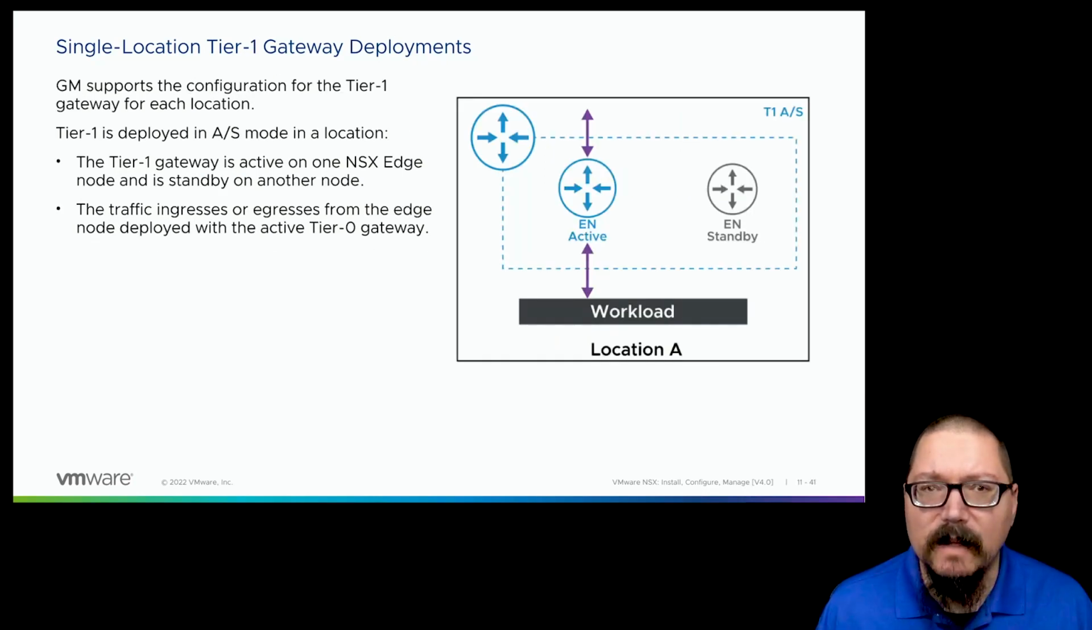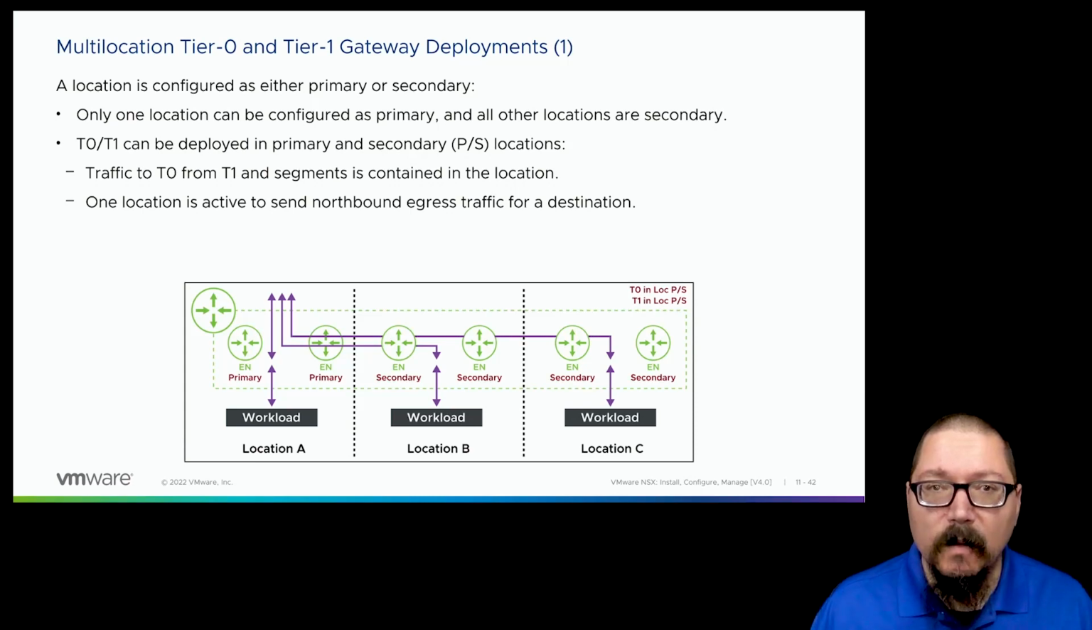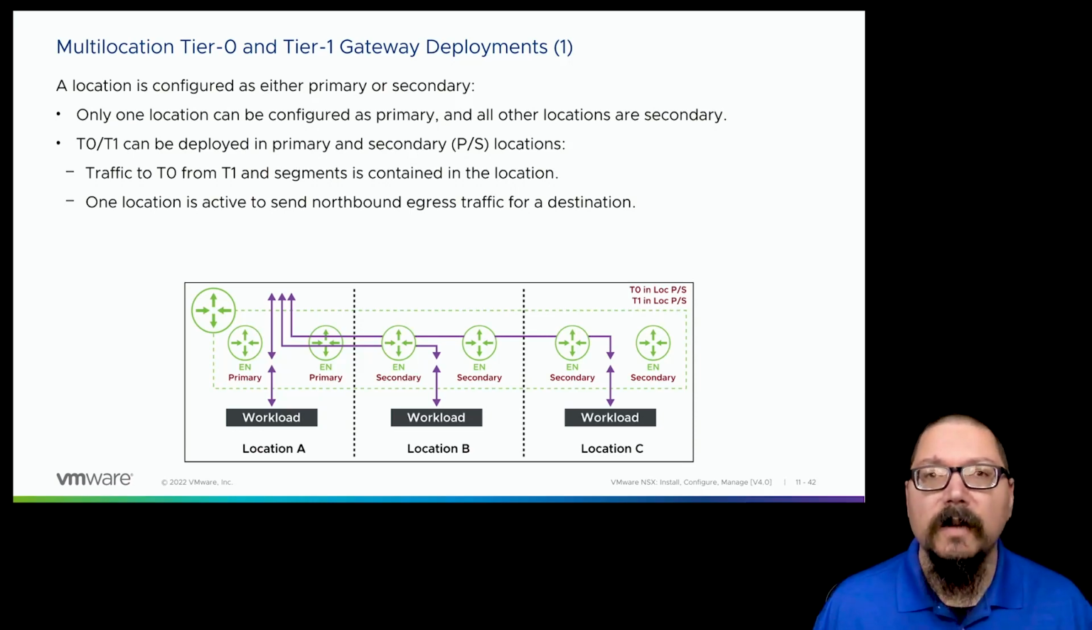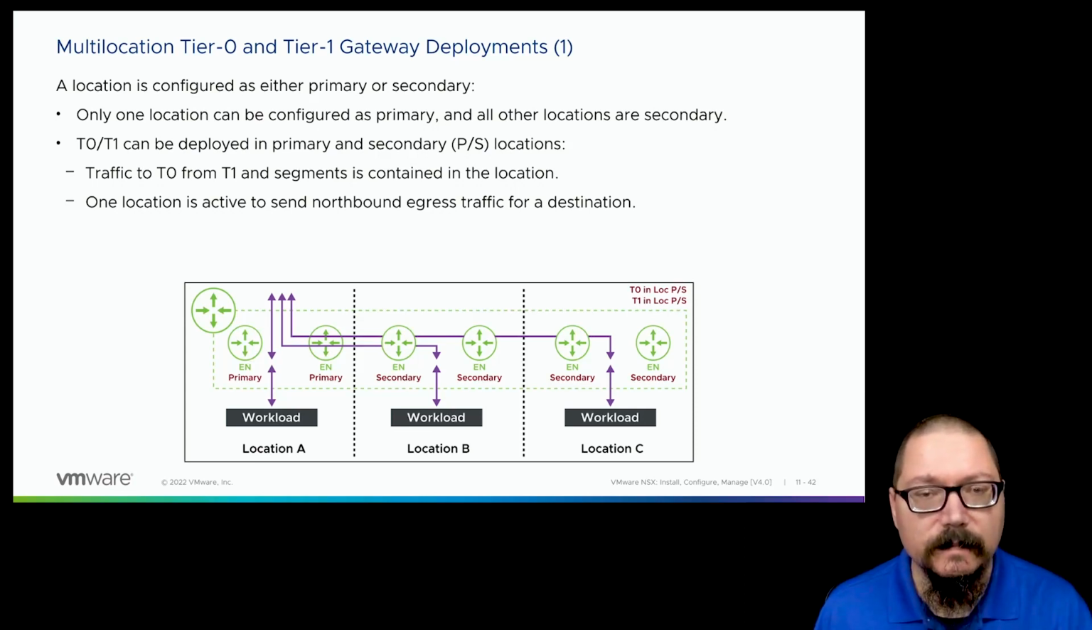Now, my tier 1 gateways, inside a single location, are going to work just like they have already, right? Just like all of the tier 1 gateways we've already talked about. And again, they're only going to be active standby. But when we get into stretched gateways, when we get into spanning gateways across multiple locations, we then have to start thinking about not only high availability of the gateway, but also whether a given location is primary or secondary.